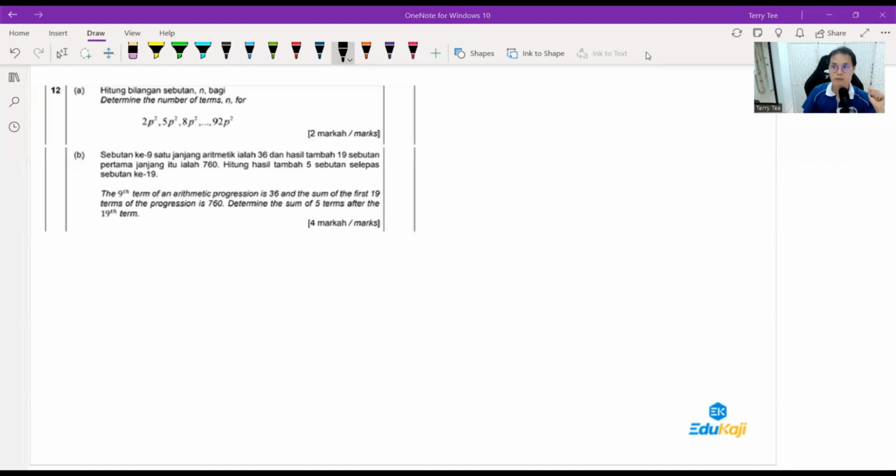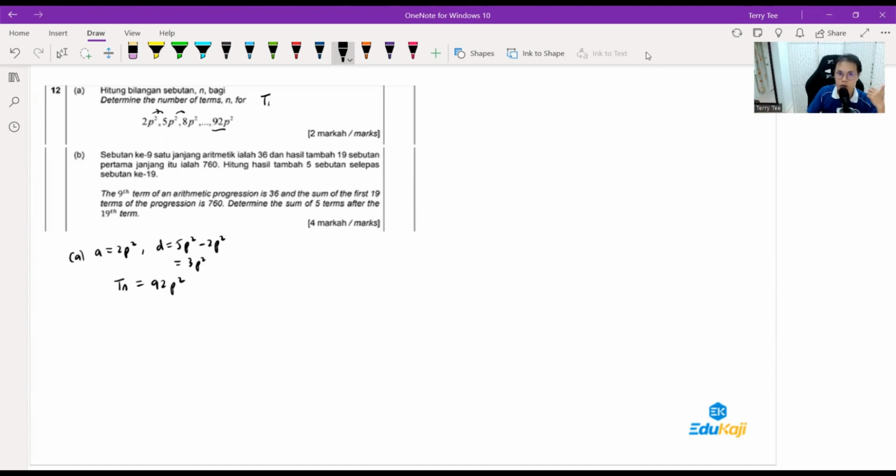Okay, next question, question number 12. This is from Form 4, chapter 5, progression. So we are determining the number of terms in this progression. Very simple. Your first term a is 2p squared. This is an arithmetic progression; you can see it increases at a constant rate, so plus a common difference. You increase by 5p squared minus 2p squared, which is 3p squared. And your last term is now 92p squared.